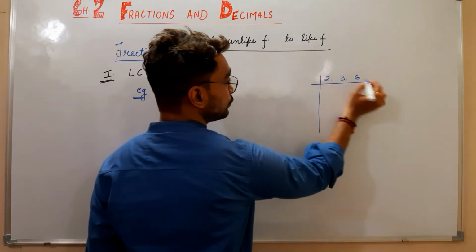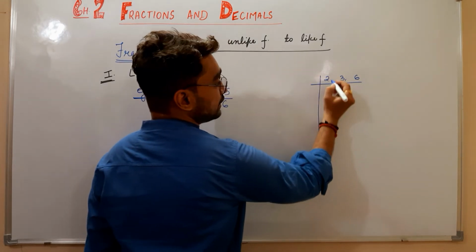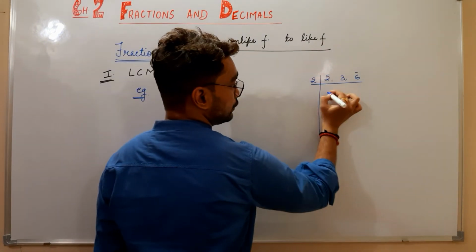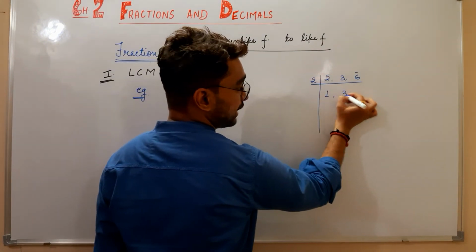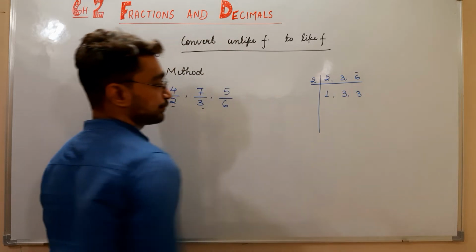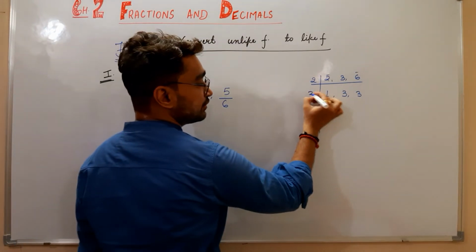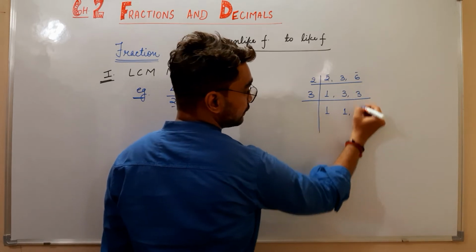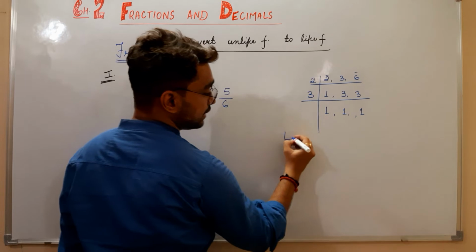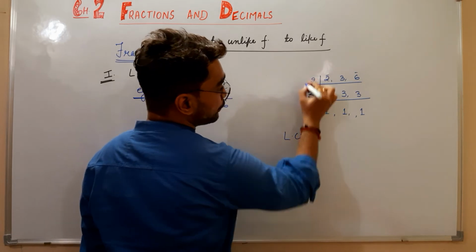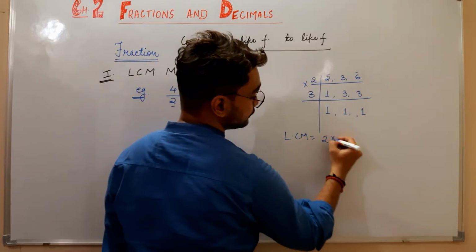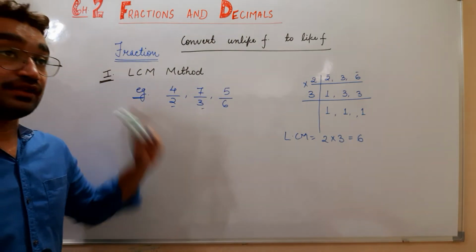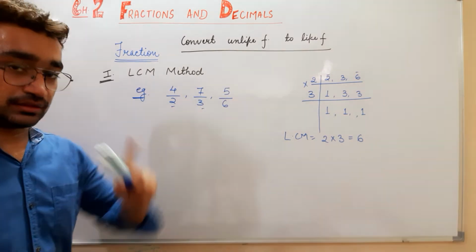What is the LCM of 2, 3 and 6? As you can see, these two numbers can be divisible by 2, so I will divide by 2. 2 ones are 2, 3 it cannot divide, and 2 threes are 6. Now it can only be divided by 3, so I am writing 1 here. 3 ones are 3, 3 ones are 3. So what is the LCM I am getting here? 2 into 3, that is 6. So 6 is my LCM. I hope everyone learned this way of finding LCM in grade 6.